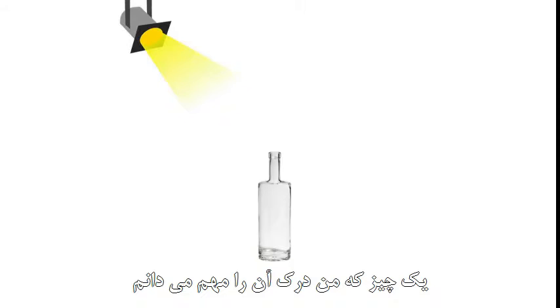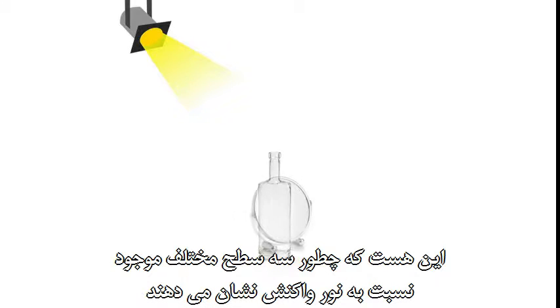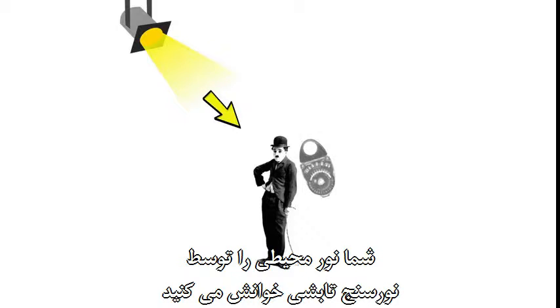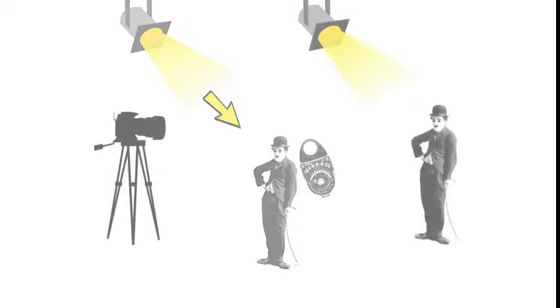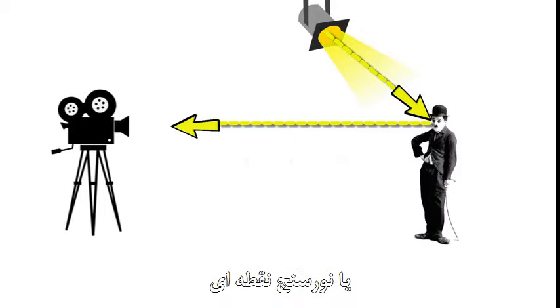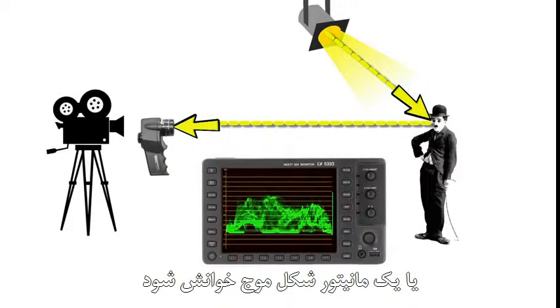One thing that I find important to understand is how the three surfaces react to light. There are two types of readable light. Ambient, which is the light the subject is in. You read ambient light with an incident meter. Reflected light is the light that bounces off the subject into the camera. This can be read by an in-camera matrix meter or a spot meter or a waveform monitor.